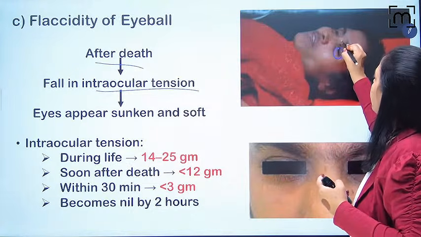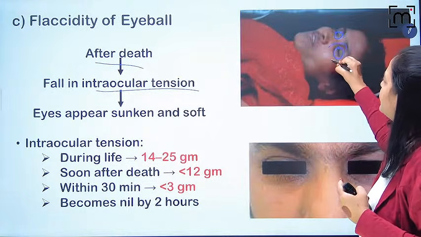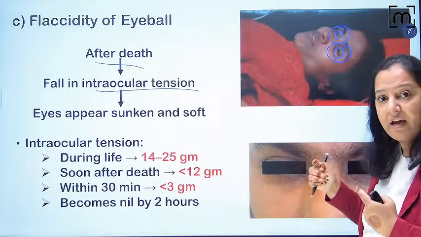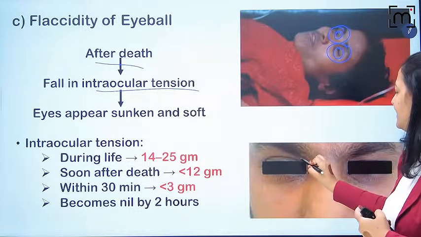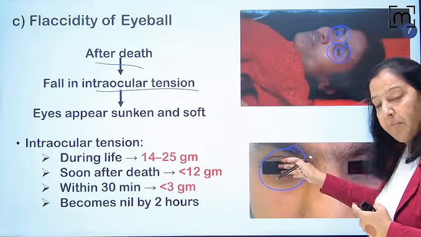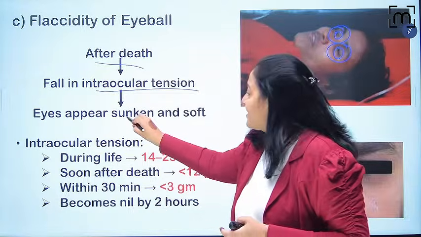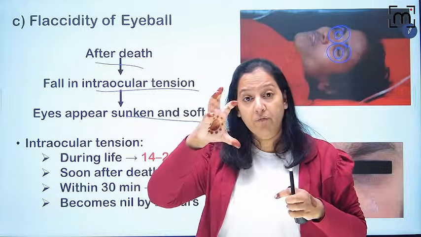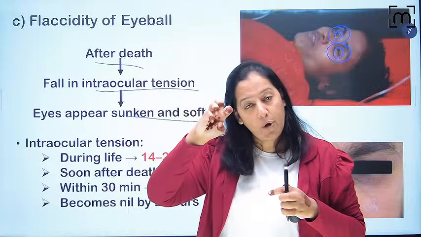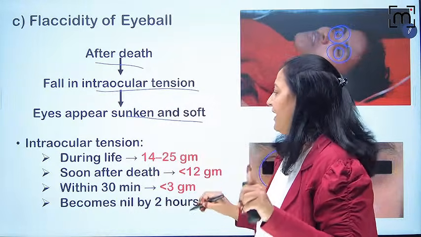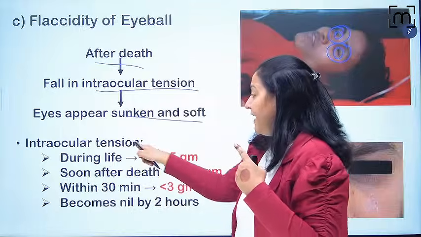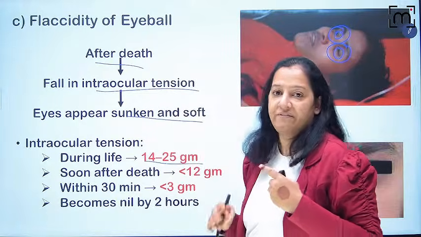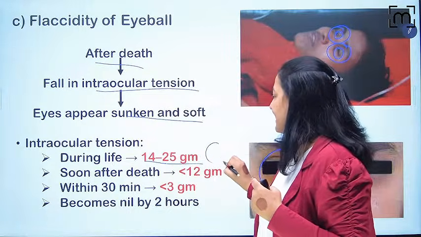Can you see? The eyeballs are sunken. You can see this lady. I can see the sockets over here and the eyeballs are sunken inside. So eyeballs are sunken and soft because of the reduction of intraocular pressure. During life, the intraocular tension is 14 to 25 gram. The ball is like this.